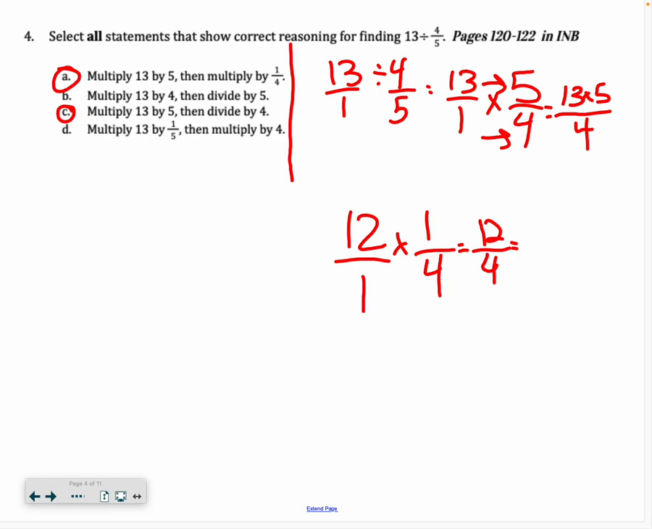Multiply 13 by 4 divided by 5, that would not work. But that's a common mistake because people try to do keep, change, flip, but I see a lot of people forget to flip that second fraction. So that's why that one's on there as kind of a trick answer. Multiply 13 by 1/5, so that'd be the same as doing 13 divided by 5 and multiplying it by 4. That's not going to give you anything close to what the original one was.